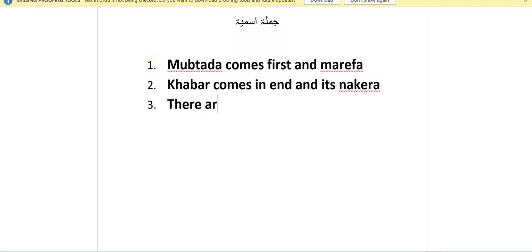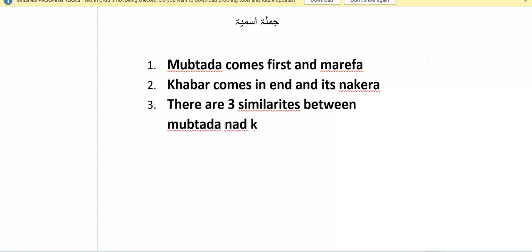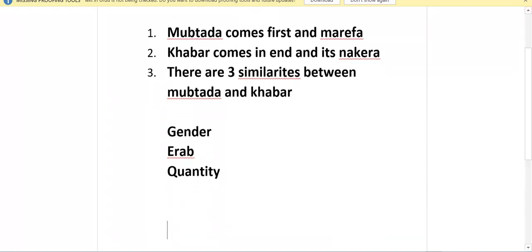There are three similarities between mubtada and khabar. What are those three similarities? Gender, i'rab and quantity. Let me give you an example.